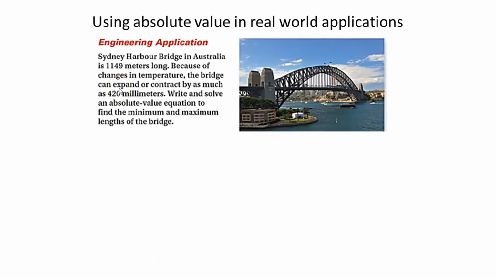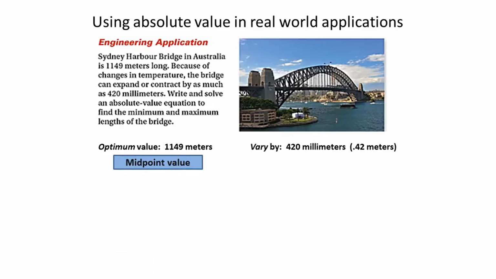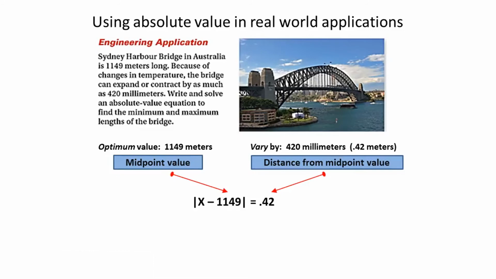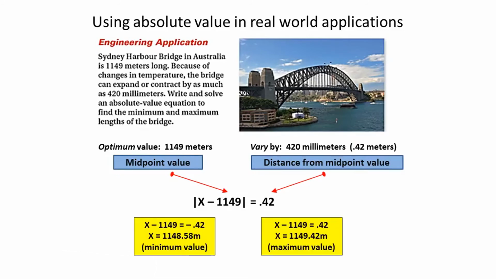From the question, we know that the optimum value is 1,149 meters, which is also the midpoint value, varying by 420 millimeters or 0.42 meters, which is the distance from the midpoint value. From the information given, we can create an equation: absolute value of x minus 1,149 equals 0.42. Then, separate the equation into 2. After solving the equation, we know that the minimum length of the bridge is 1,148.58 meters and the maximum length of the bridge is 1,149.42 meters.